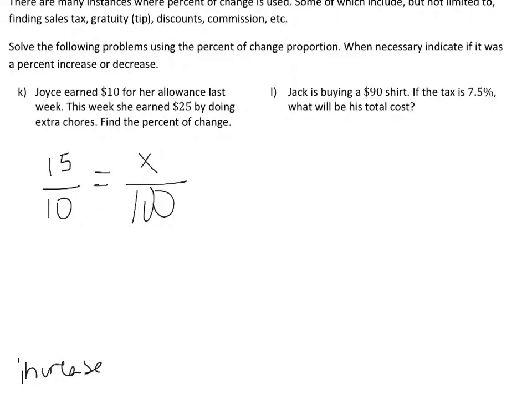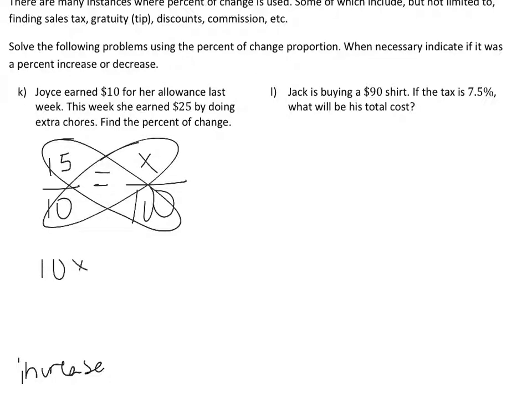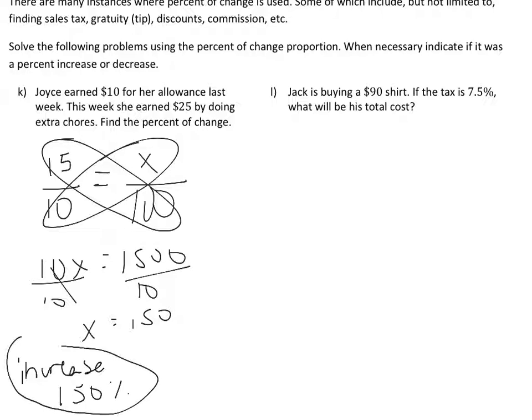So I have a fraction equal to a fraction. Everything's filled in. I'm going to cross multiply. I get 10x equals 1,500. And if I divide both sides by 10, I will get x equals 150. Okay, so that means that her increase went up by 150%. So the percent of change is 150%. Now, let's see if that makes sense.